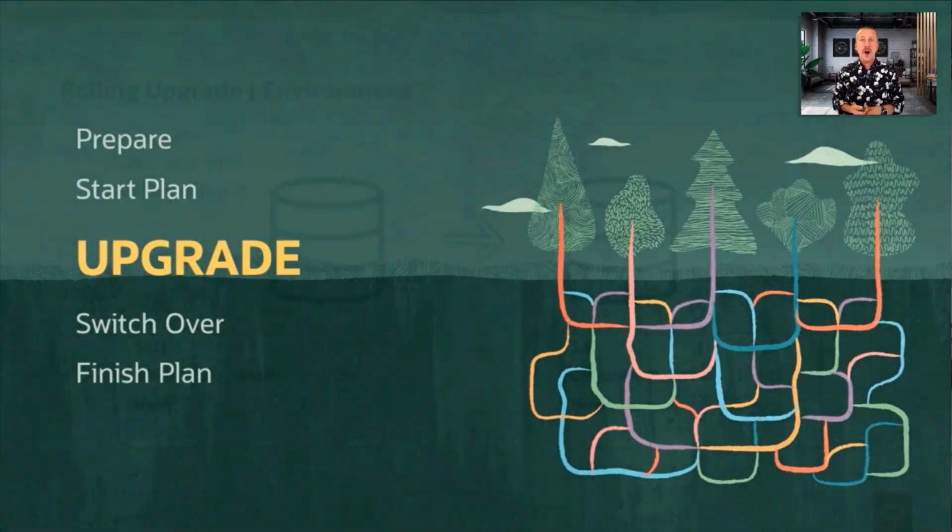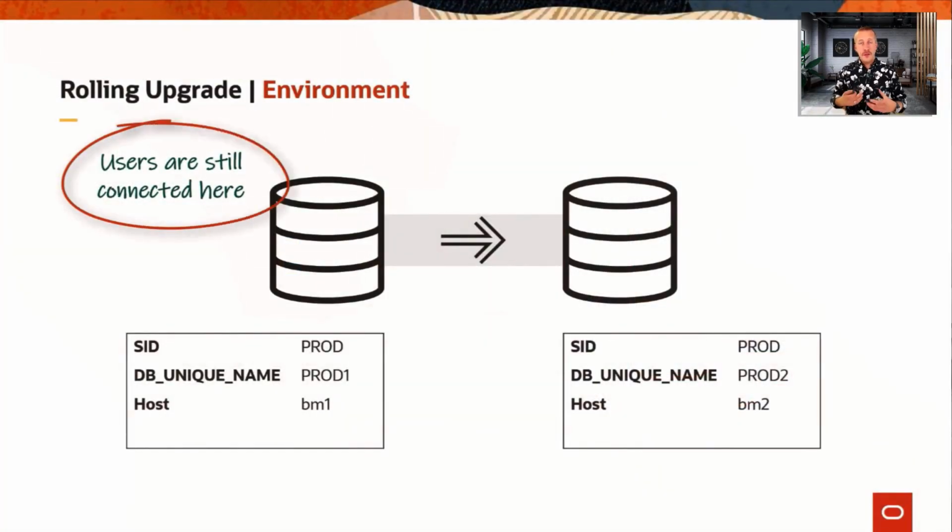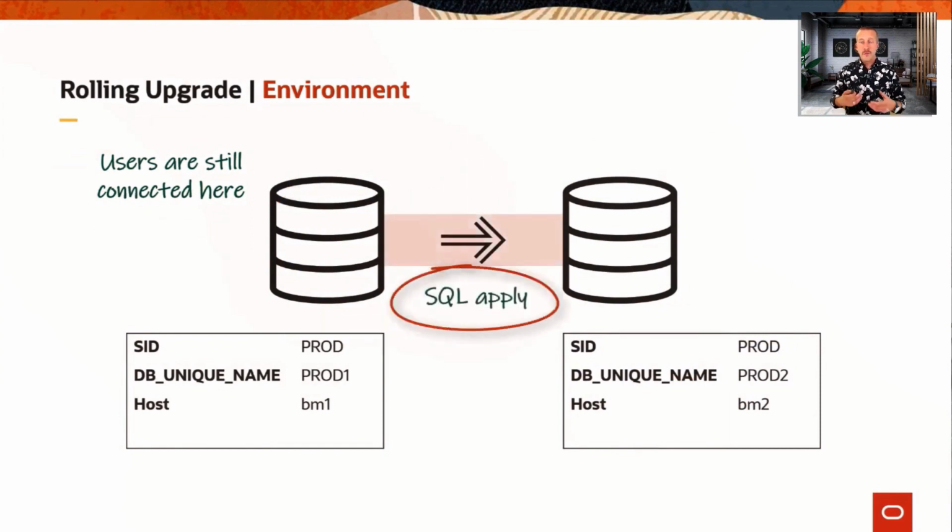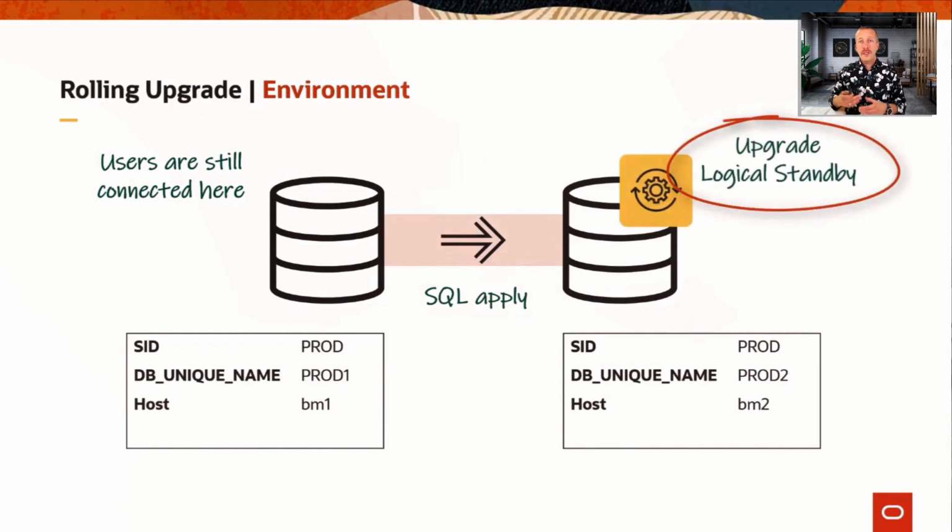So let's go ahead and upgrade the logical standby. The users are still connected to the primary database, to Prod1. Redo apply has been changed to SQL apply. And now I can open the standby database and do the upgrade to 19C.